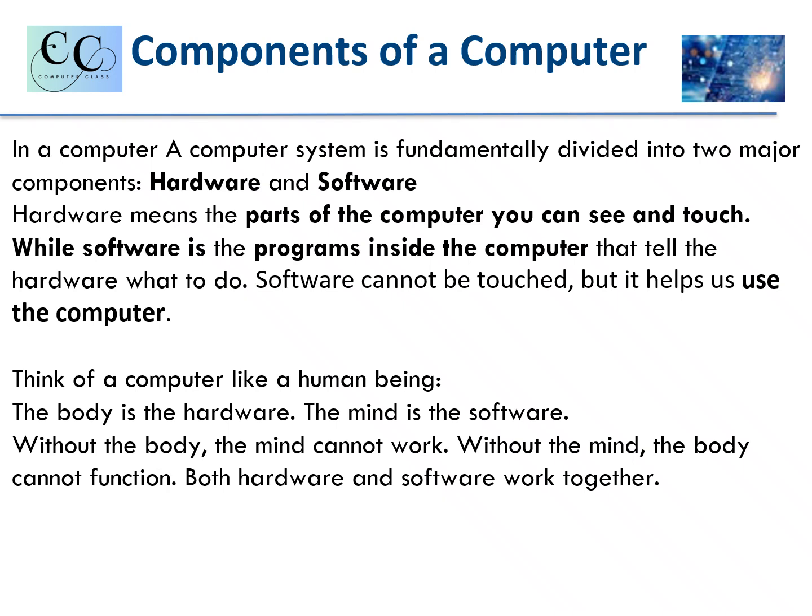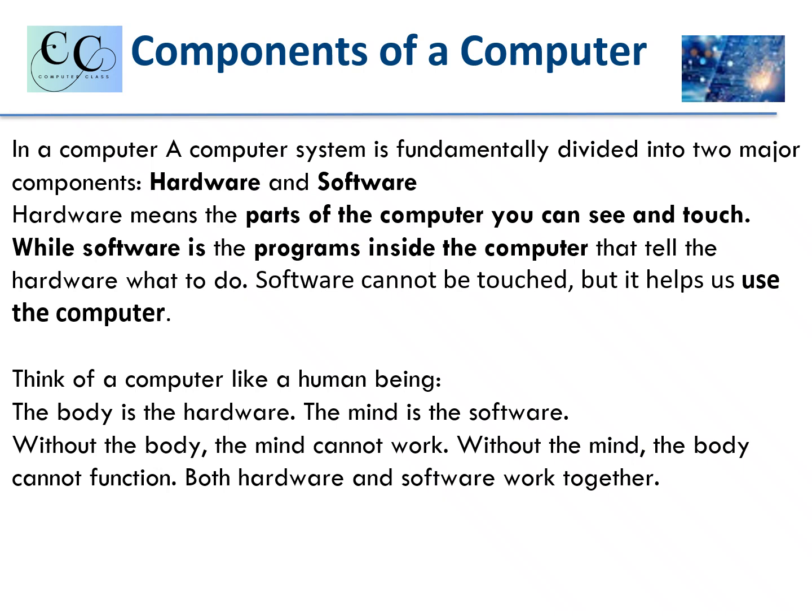Components of a computer. A computer system is fundamentally divided into two major components, that is hardware and software. Hardware are parts of a computer you can see and touch. For example, a mouse, a desktop, a monitor, a keyboard. Those are things that you can touch. Then we have the software components. Software are programs inside the computer or phone or tablets that tell the hardware what to do. Software cannot be touched, but it helps us use the computer.